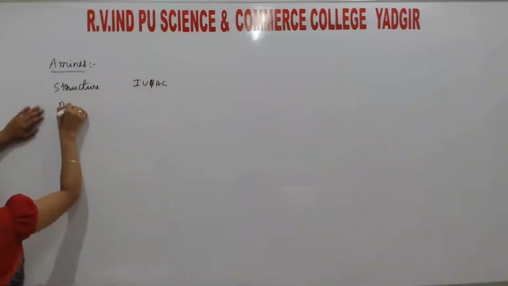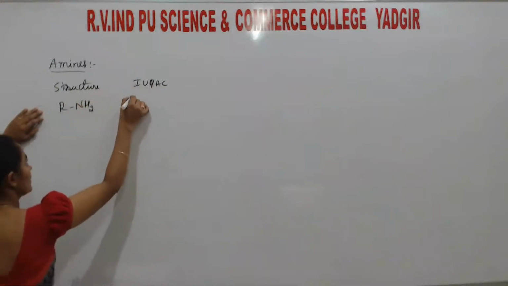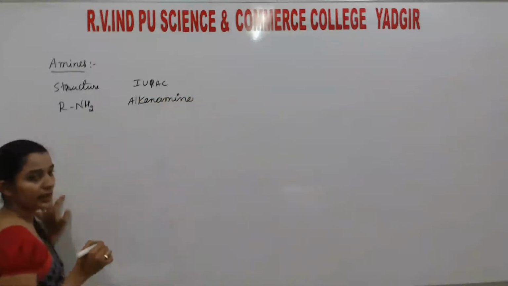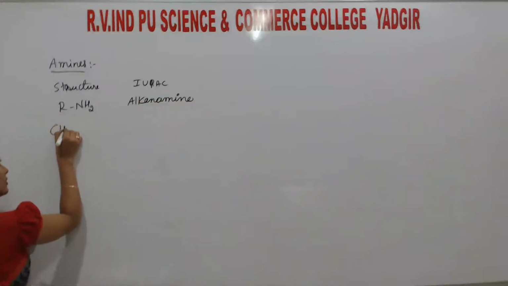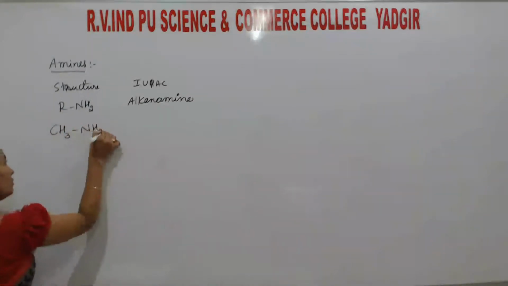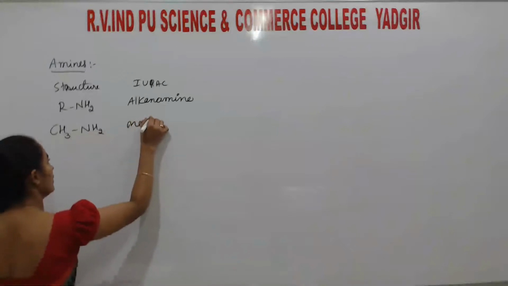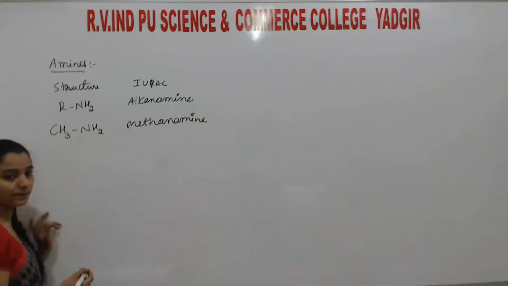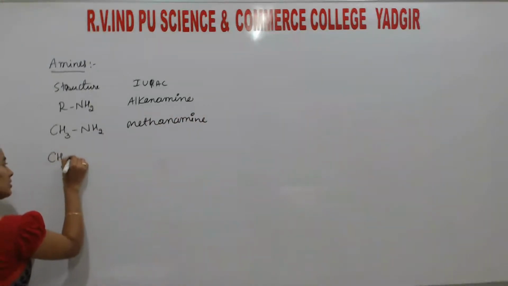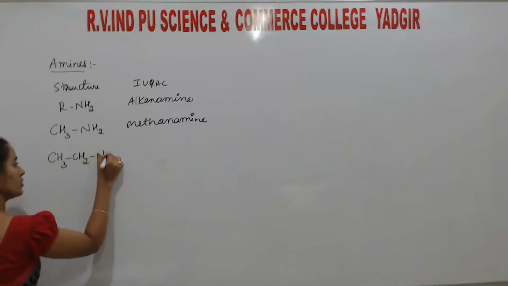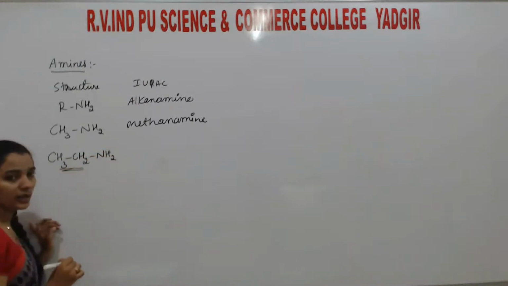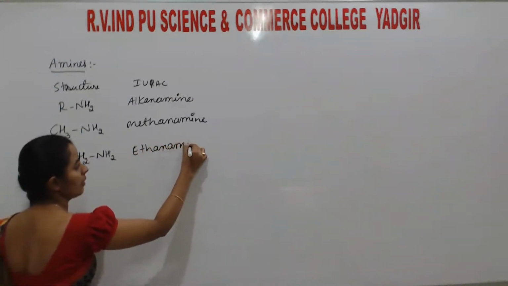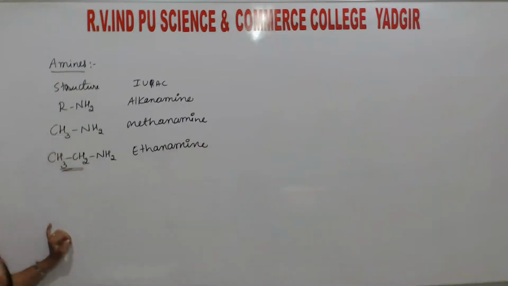So that is RNH2 compound, that is alkane. The last is replaced by amine, alkane amine. So R group is replaced by if it is CH3, NH2, alkane that is methane. Last is replaced by amine, that is methanamine. Here it is CH3, CH2, NH2. Two carbon atoms are there, that is ethane. The last is replaced by amine, that is ethanamine.